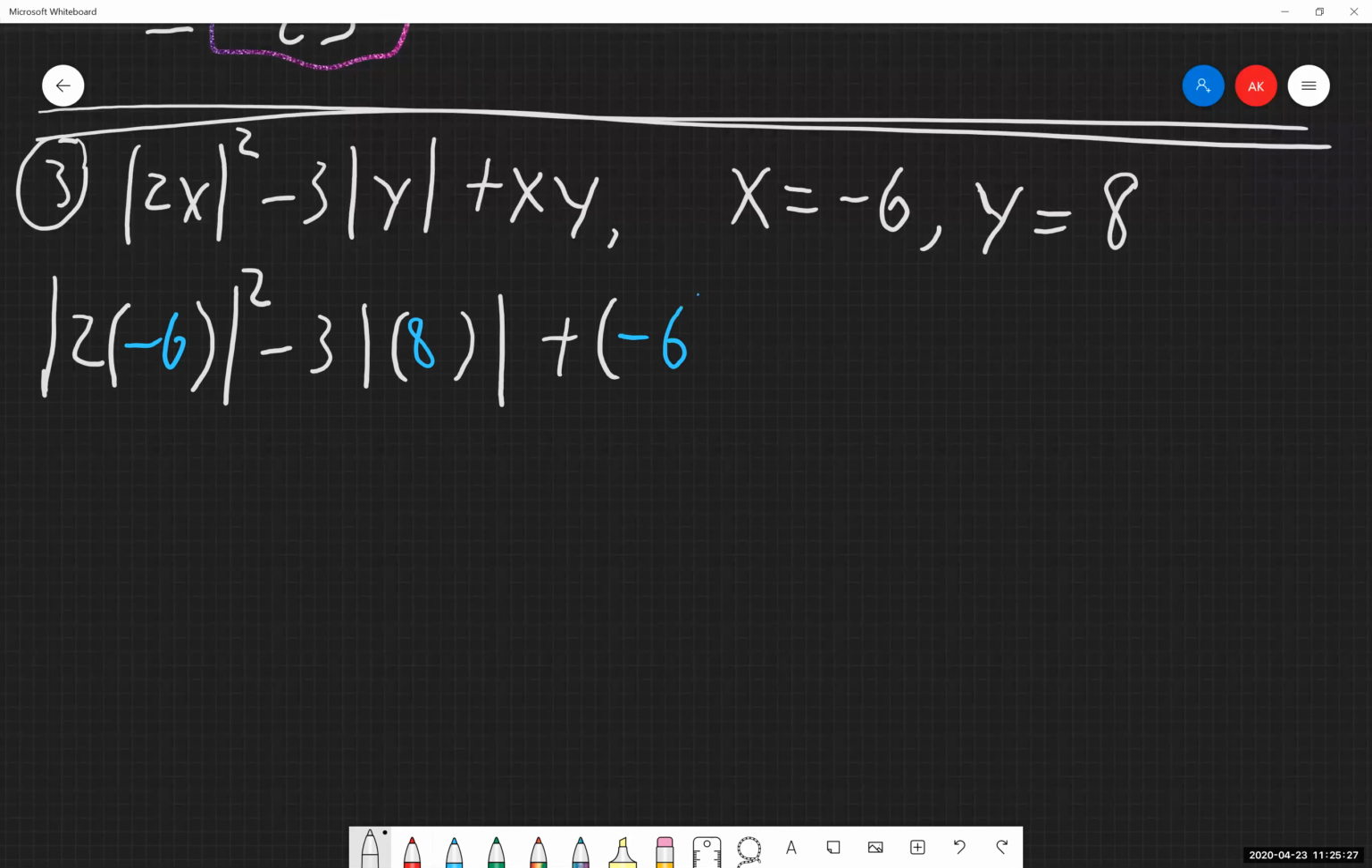-6 and then 8. Okay, so again, take a quick second to make sure all of the x's are substituted with -6 and all of the y's are substituted with 8s, which it looks like they are. So we're good to go on that front. And now, again, we're just applying PEMDAS and our order of operations with these.